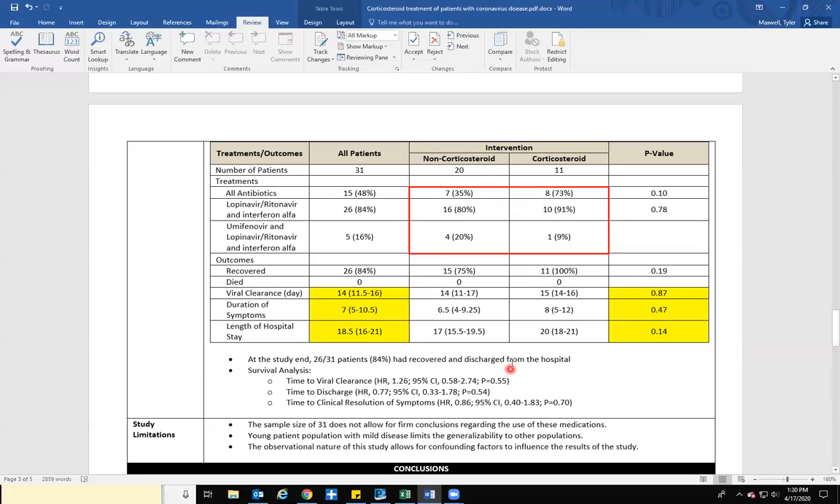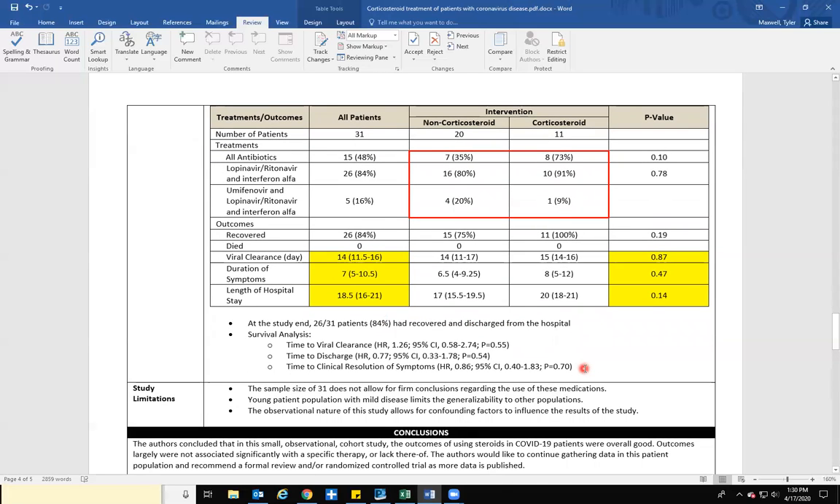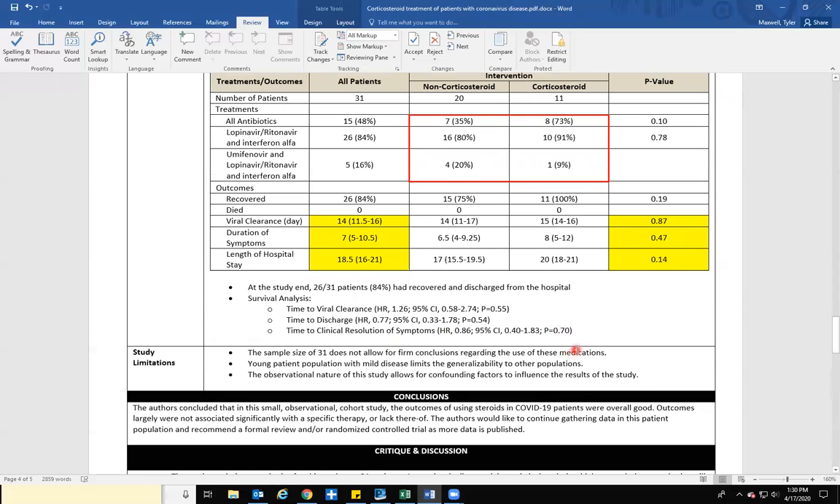There were only 5 patients that were not discharged from the hospital at the end of the study. In their survival analysis, the time to viral clearance had a hazard ratio of 1.26 with a p-value of 0.55, and time to discharge p-value of 0.54, and time to clinical resolution of a p-value of 0.7. So none of these were significant between non-corticosteroid and corticosteroid groups. The time to viral clearance did not change, as well as the time to clinical resolution of symptoms and discharge.